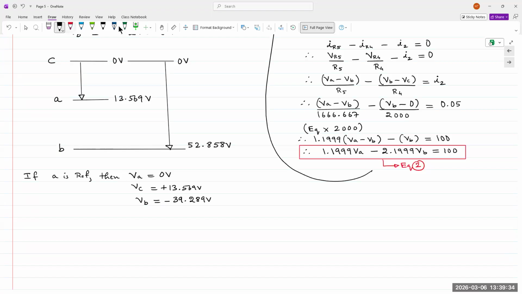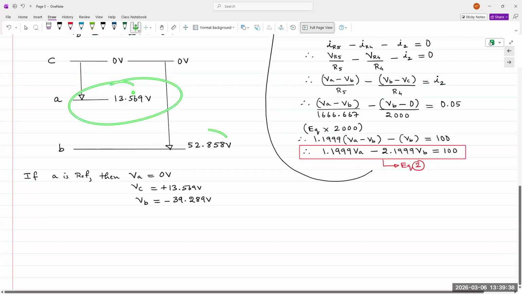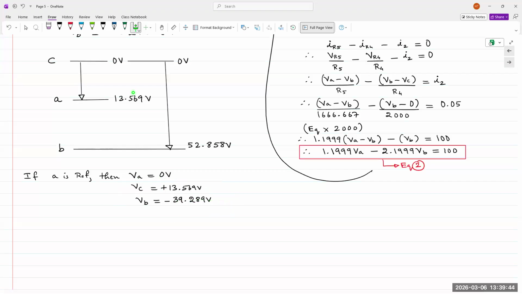So with C as my reference, node A is this value, node B is this value. But with A as my reference, VC and VB are completely different. But the difference between the 2 points, the voltage between those 2 points, does not change. Does everybody see that? Let's take a pause, think over that. Let me know if you have any questions.